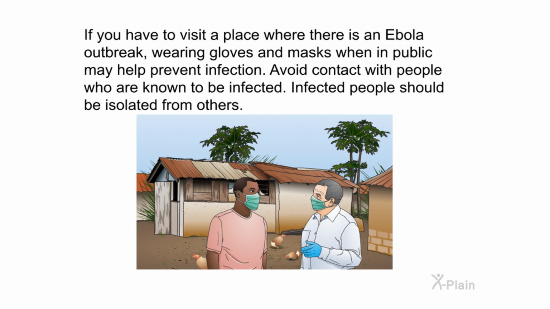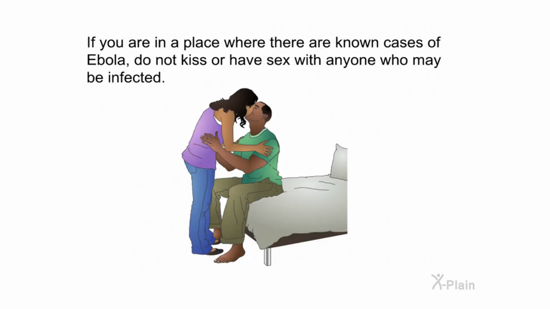If you have to visit a place where there is an Ebola outbreak, wearing gloves and masks when in public may help prevent infection. Avoid contact with people who are known to be infected. Infected people should be isolated from others. If you are in a place where there are known cases of Ebola, do not kiss or have sex with anyone who may be infected.